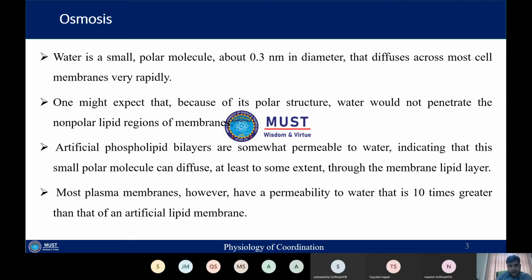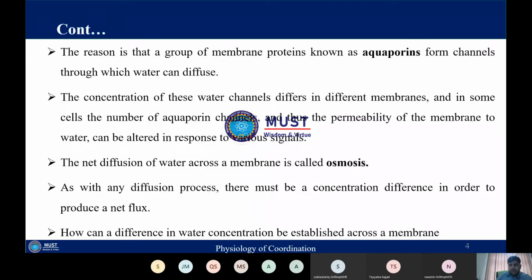So what will be the mechanism for the movement of these water molecules? A group of membrane proteins present on the surface of the natural plasma membrane are called aquaporins. These proteins form channels, and through those channels water molecules can diffuse across the membrane rapidly.